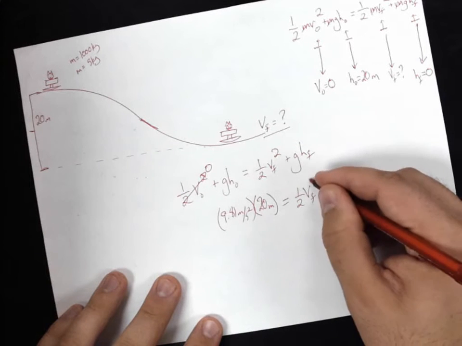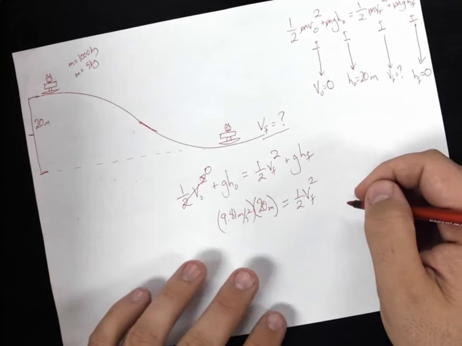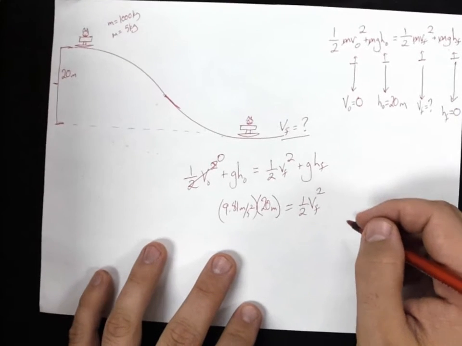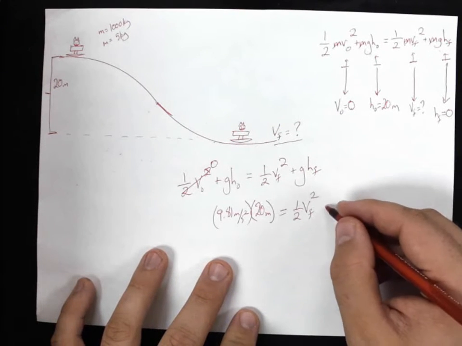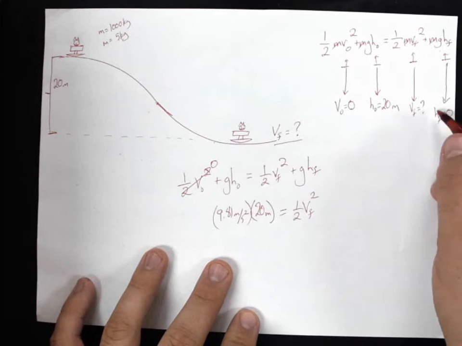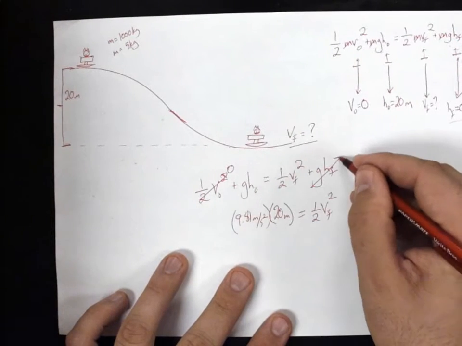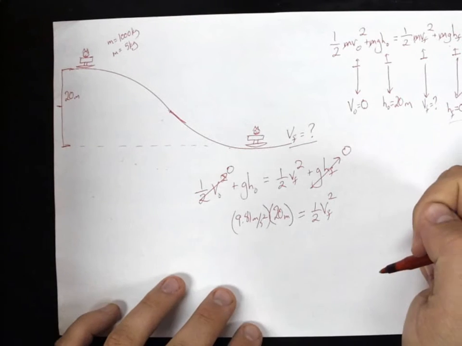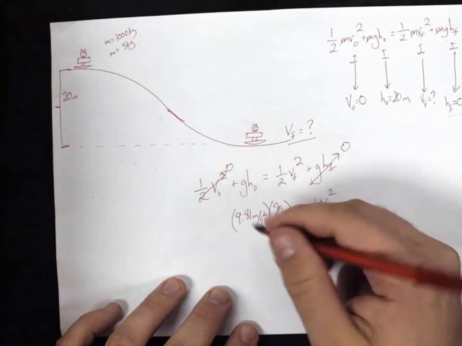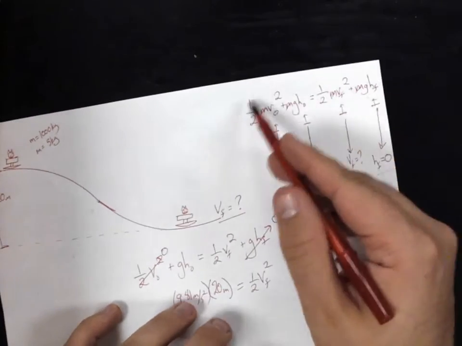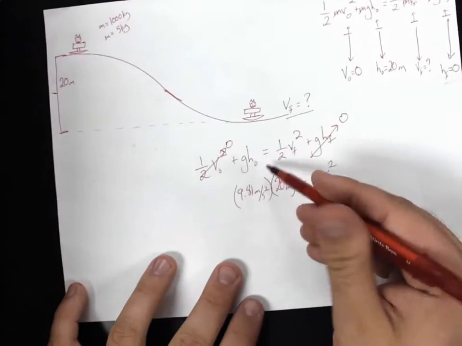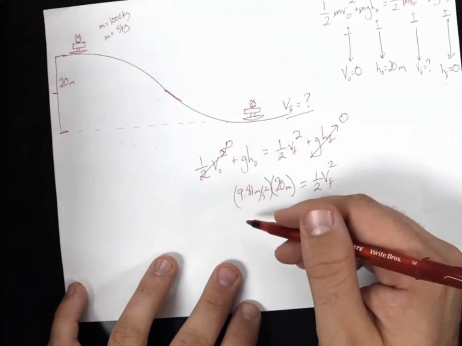We do not know what the final speed is, so we'll just write it out like that. Next thing you're going to do is you're going to have g h final. And this right here, h final, is equal to 0. So if h final is equal to 0, that means that this whole term equals 0. So we're left with just this part. You'll notice that it goes from being very long-winded to being a lot easier to work with, right?